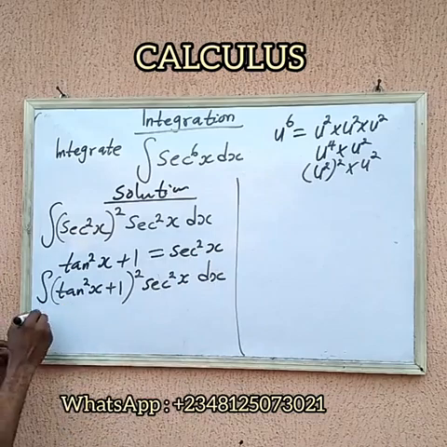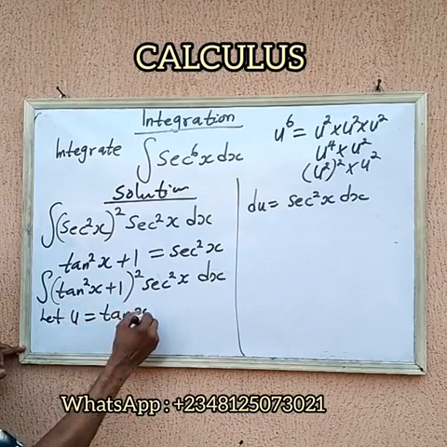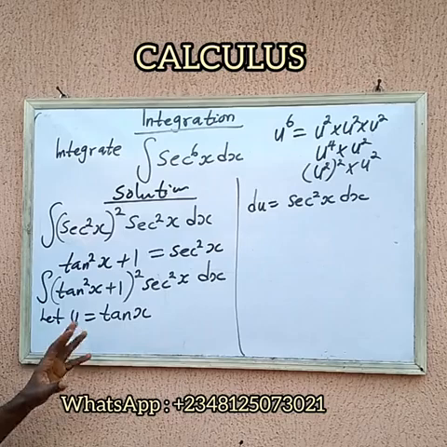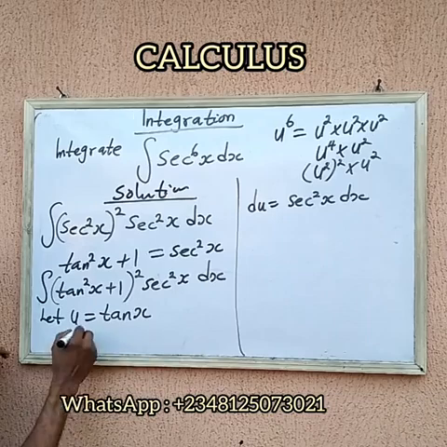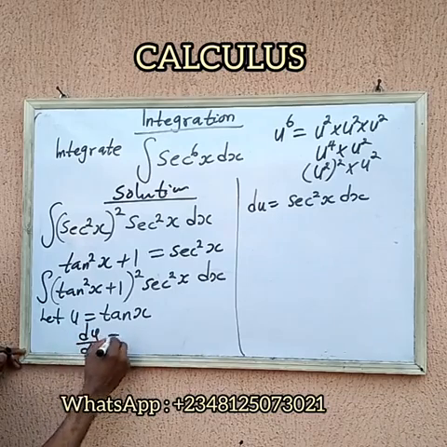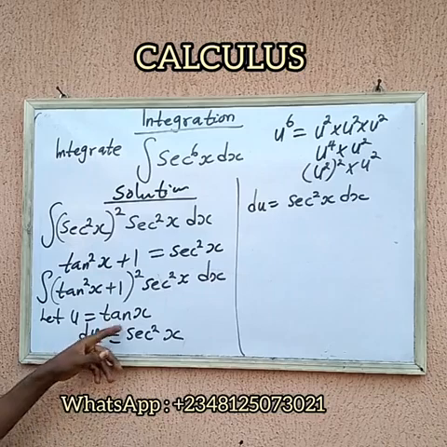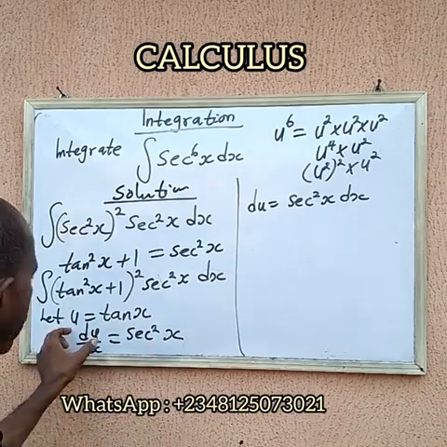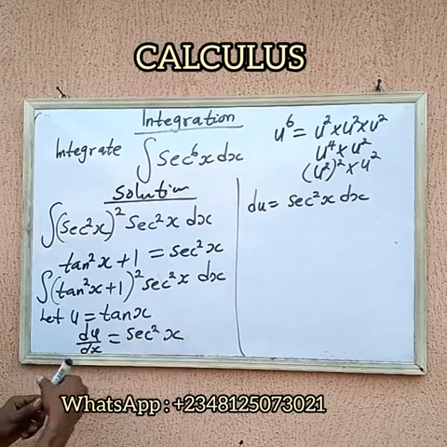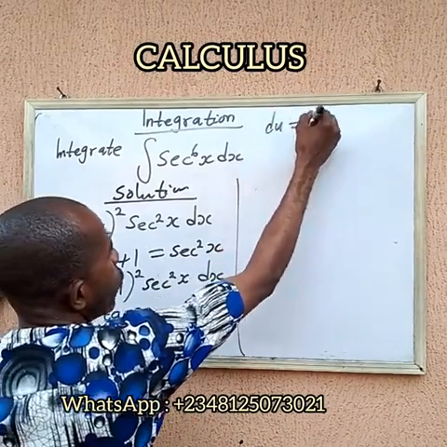We can say let u equal to tan x. Just tan x, not tan square x here. So we say let u equal to tan x. Now we are going to differentiate with respect to x. And there is a standard derivative for tan x. What is that standard derivative? du dx becomes equal to sec square x. So when you differentiate tan x with respect to x, it will give us sec square x. Just cross multiply so that we can have du equal to what?